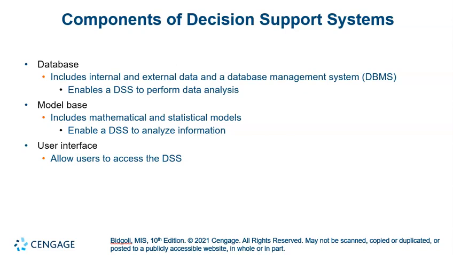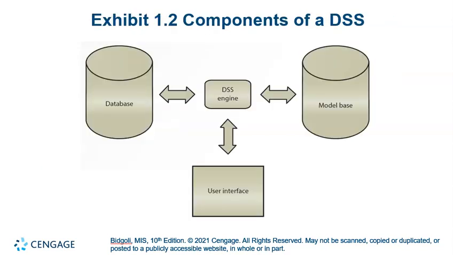The DSS really links three main areas. We have the database. This is your DBMS. Your model base, and this is what builds your statistical models based off of the data input. And then the user interface, which allows anybody of any skill level to be able to interpret this data and model. The next slide is just a graphical interpretation of this. Your DSS engine is in the middle, and it's pulling from your database, your model base, and the user interface, giving an all-around use of the information for everybody.